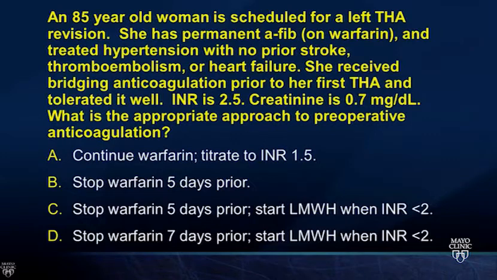Continue warfarin and just bring the INR down. Stop warfarin 5 days prior without any bridging. Stop at 5 days prior and start low molecular weight heparin when the INR falls. Start 7 days prior, and start low molecular weight heparin when the INR falls less than 2. So this is a woman who's got atrial fibrillation, on warfarin, treated hypertension, left THA. What would you do prior to her operation?